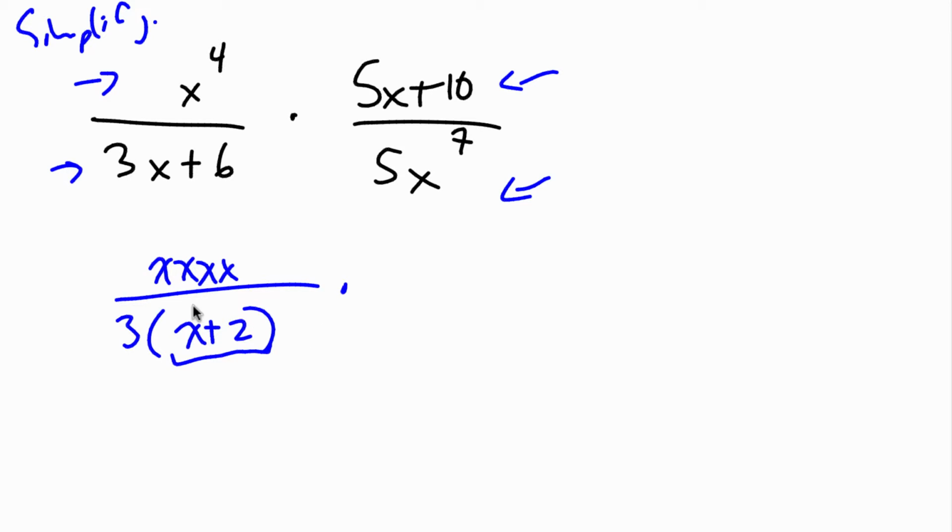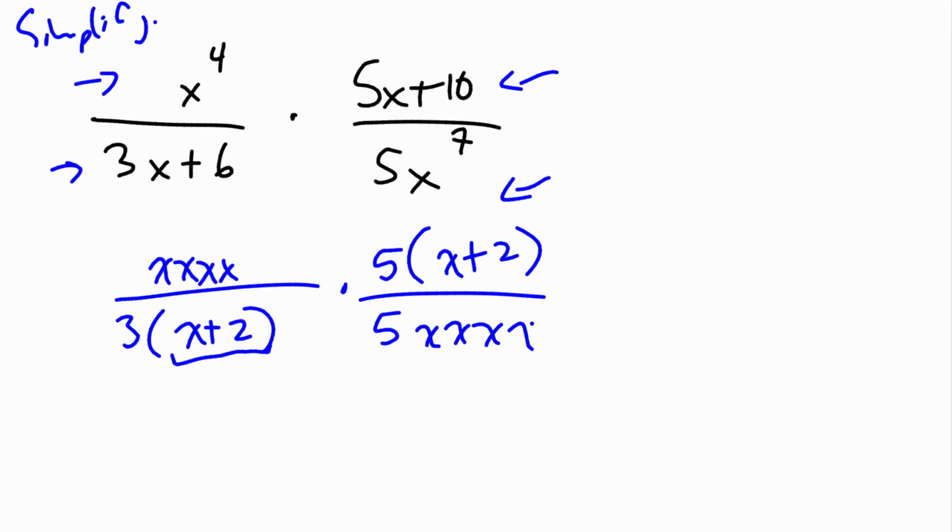Okay, so we factored this one and this one. And now we factor this top one. I think I can take a common factor of 5 out, leaving me with x plus 2. And then on the bottom, again, you could rewrite that since it's x to the 7th. That means you have 7 x's. 3, 4, 5, 6, 7.